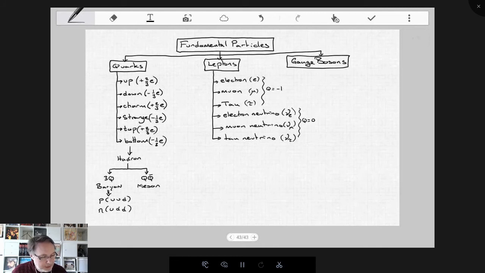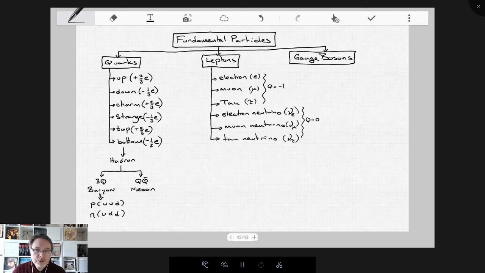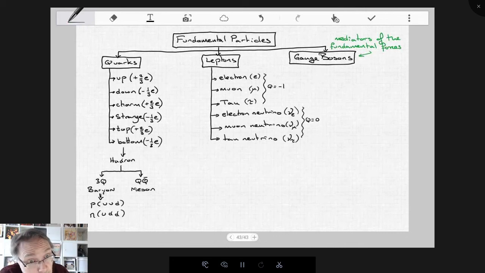Now, to complete this picture of fundamental particles are the gauge bosons. The gauge bosons are so-called mediators of the fundamental forces. What a strange phrase. Basically, it's a way of describing how a force comes about. In particle physics, a force is explained as attraction or repulsion by the exchange of particles.